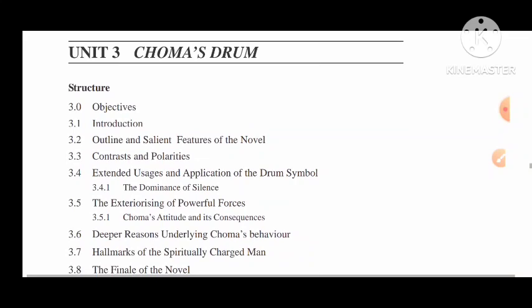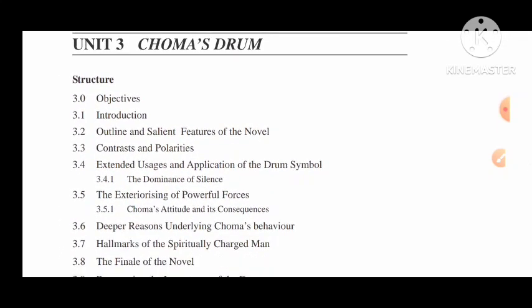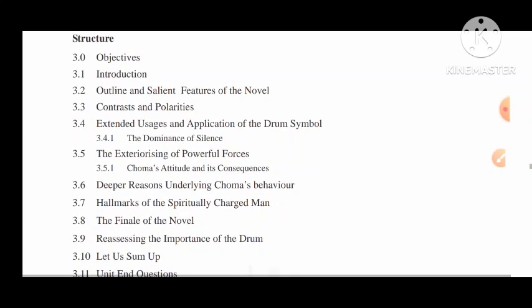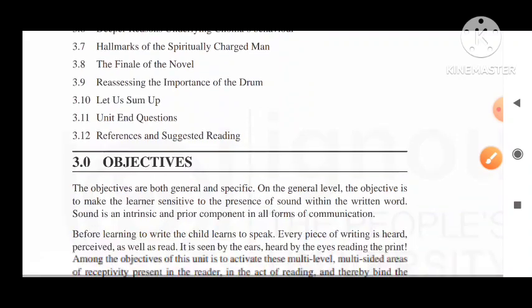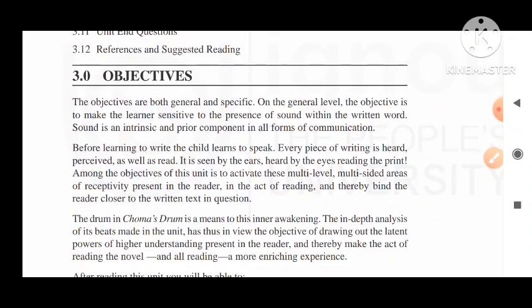Every unit has its own objectives, as I have already told. Very important are Choma's attitude and its consequences, the drum symbol, and the spirituality charged man. Then reassessing the importance of the drum. These are the main key points we will cover in this unit. First we will study the objectives. What are the objectives or motive behind this unit?